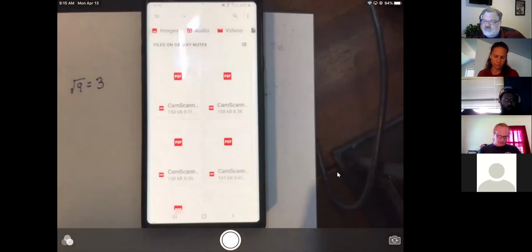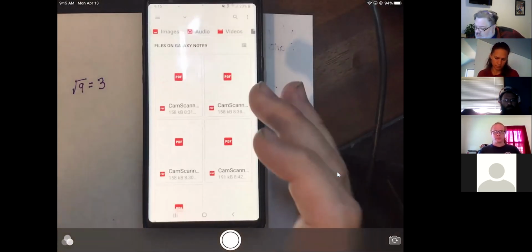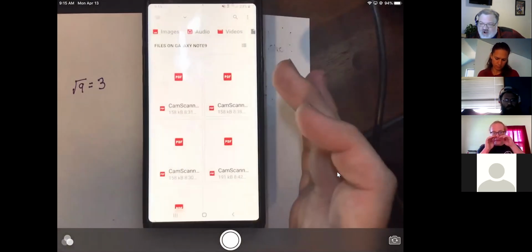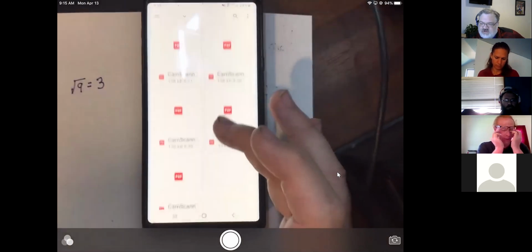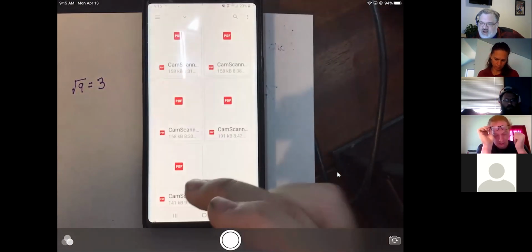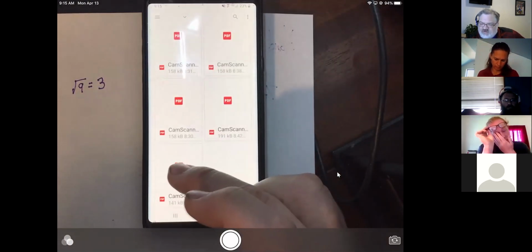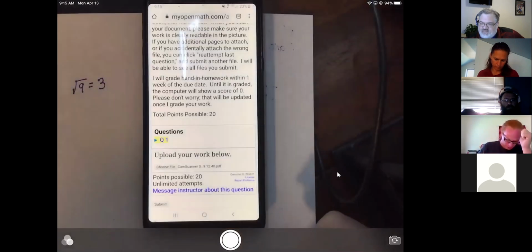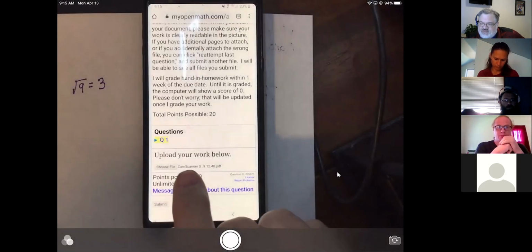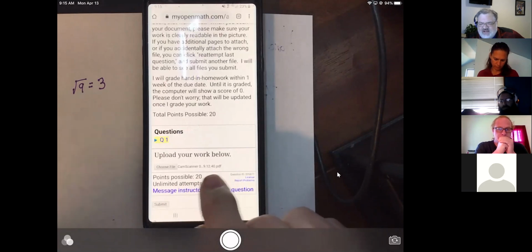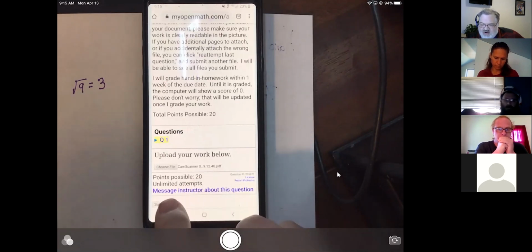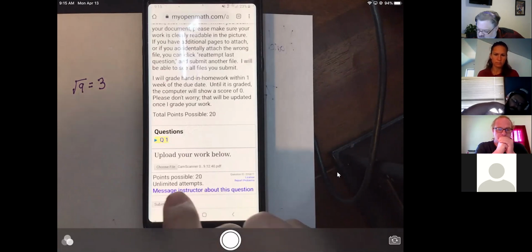But I'm going to go into files, and depending on what kind of phone you have, navigating these files will be a little bit different. 9/13 is when I took that picture, so that PDF. So now it's got the CamScanner one. You can of course assign it a name in the software. I'm just trying to do this really fast.